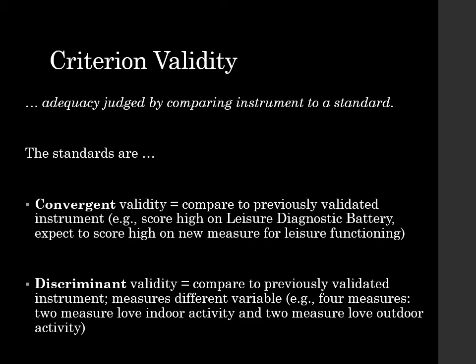Convergent validity is when we compare to previously validated instruments. So if somebody scores high on one specific instrument and we're measuring that same kind of concept but with a different instrument, we expect them also to score high.